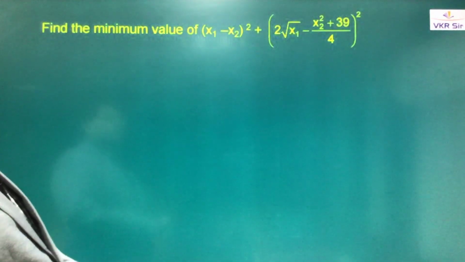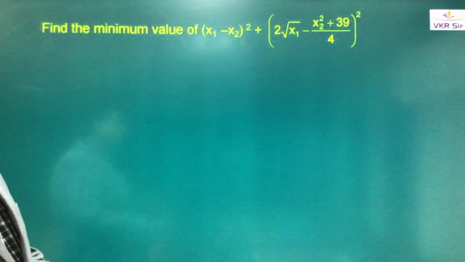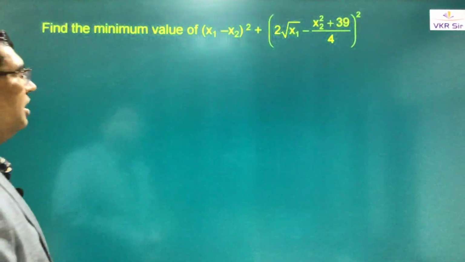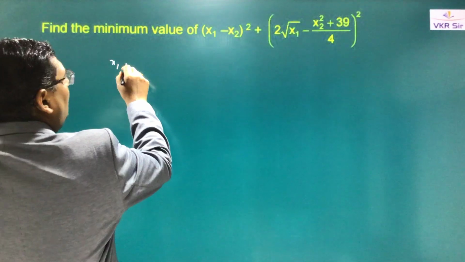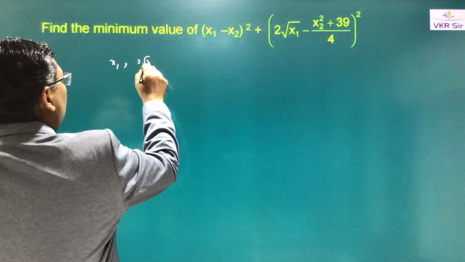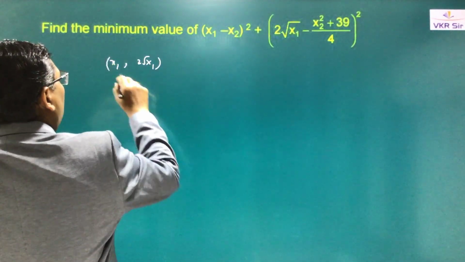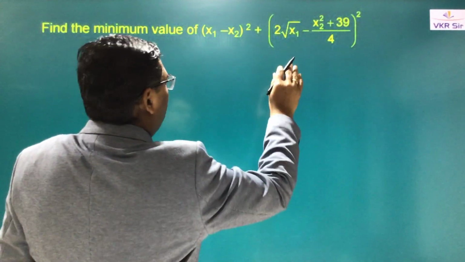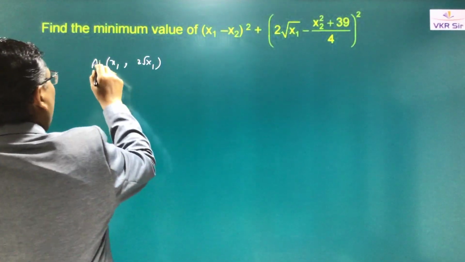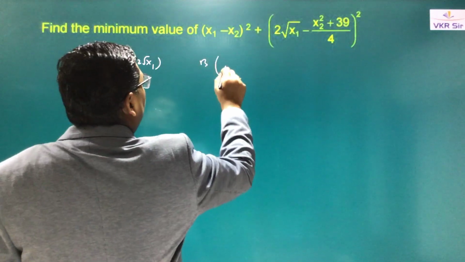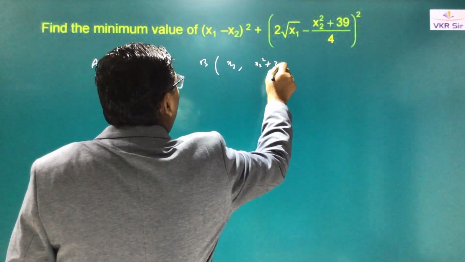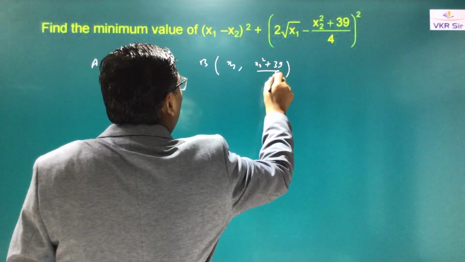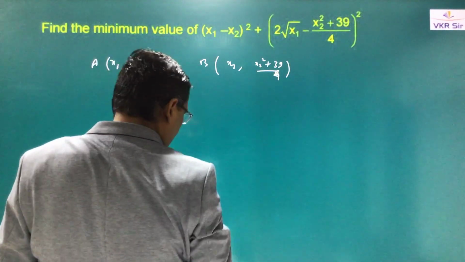Now, if you see, this is not talking about any curve. This is a distance formula between 2 points. Let us say what points they are talking about, x1 and 2 root x1. This is a square of a distance. So let us say we have this point, another point is like this, x2 comma x2 square plus 39 upon 4. All right.